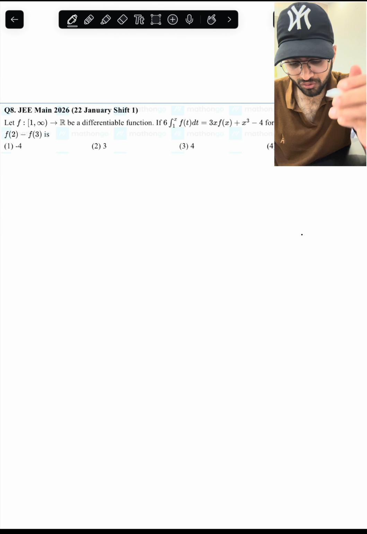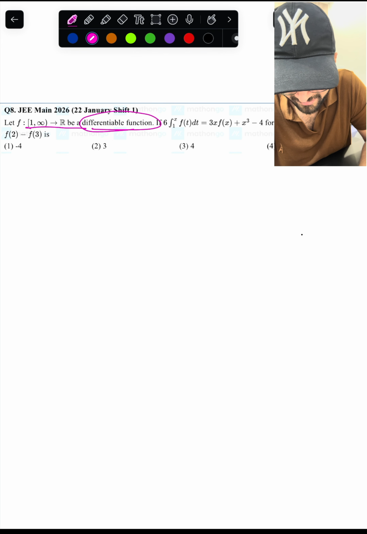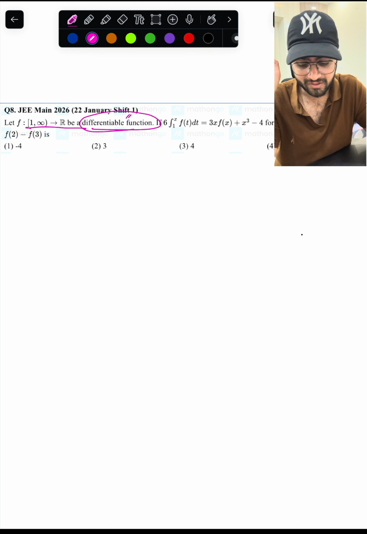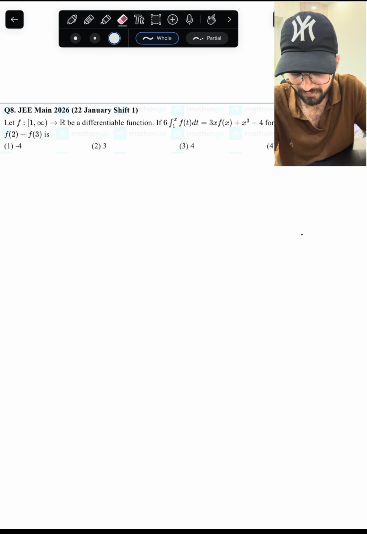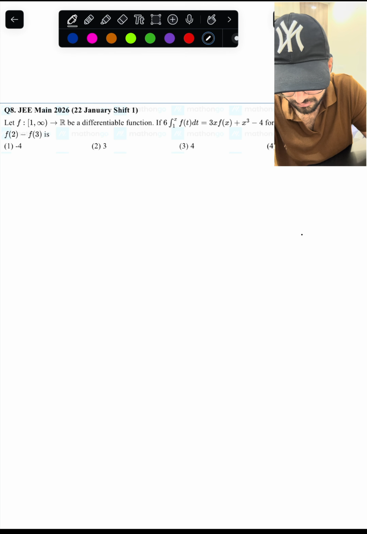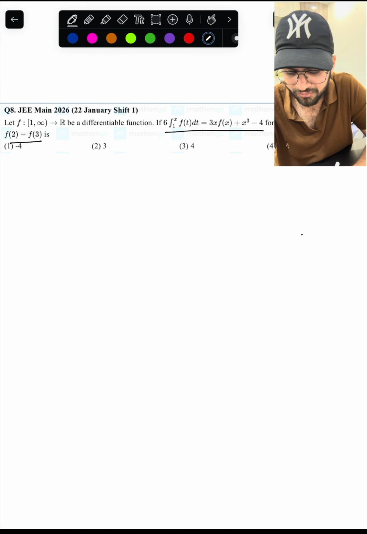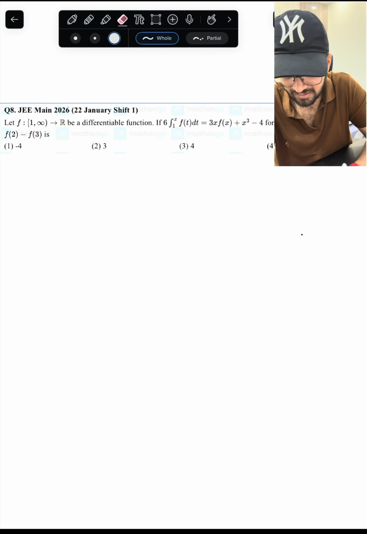Yeah, coming to 8th question, we can see here f is defined from 1 to infinity to R, a differentiable function. Again, as I told you earlier, whenever a differentiable function is there, we can use differentiation to solve our question, right? Now, the function is given like this, and you need to calculate the value of f of 2 minus f of 3. So definitely we need to calculate f of x, right? Anyways, we already know how to solve the question because we need to use differentiation.